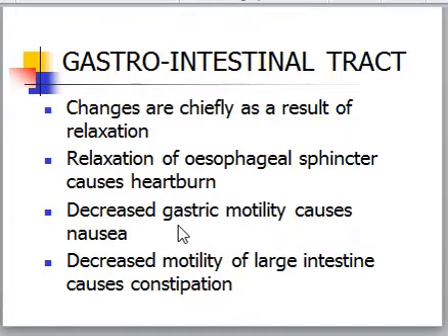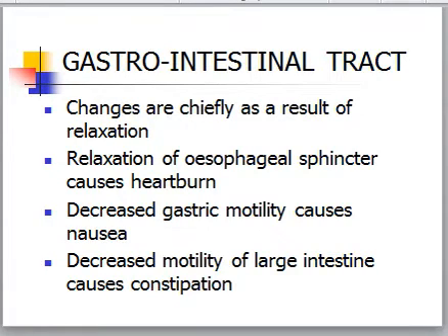there is propulsion of the acid gastric content into the esophagus, leading to reflux esophagitis. Along with that, decreased gastric motility causes nausea, and decreased motility of the large intestine causes constipation, because high water retention takes place.